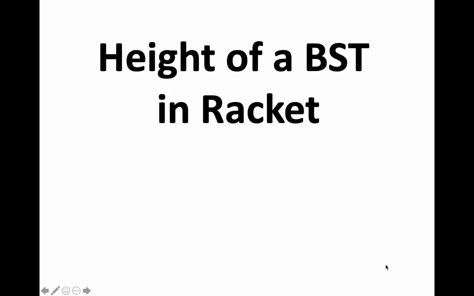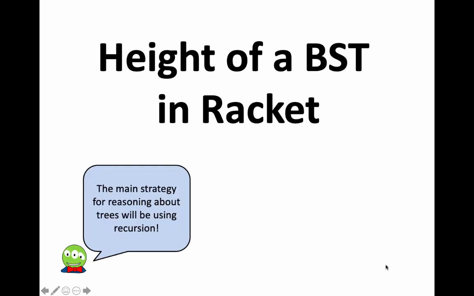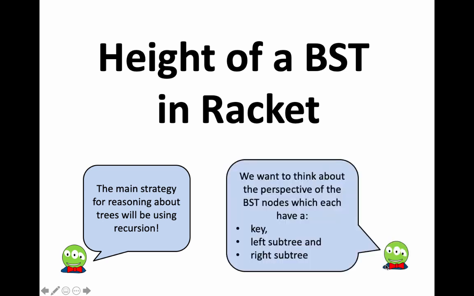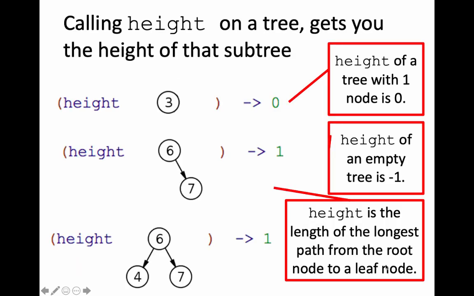Okay, here we're going to work on writing the height, a function to calculate the height of a binary search tree in Racket. And we really want to be thinking about this using the natural recursive structure of a binary search tree. And we're going to take the perspective of a single BST node and think about ourselves as a single BST node as having a key and then a left and right subtree.